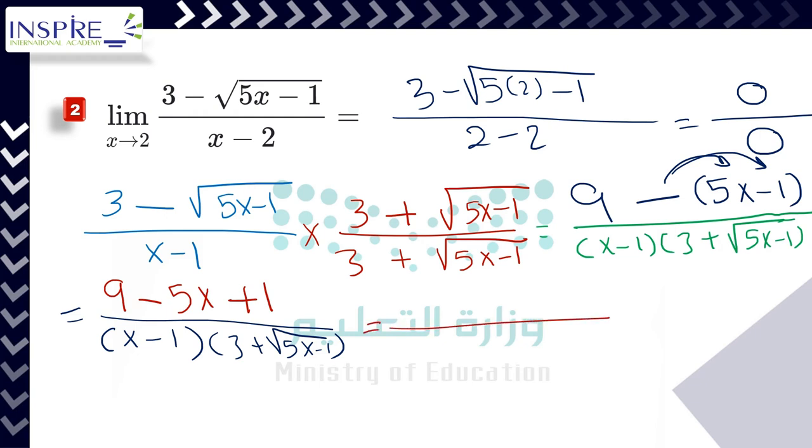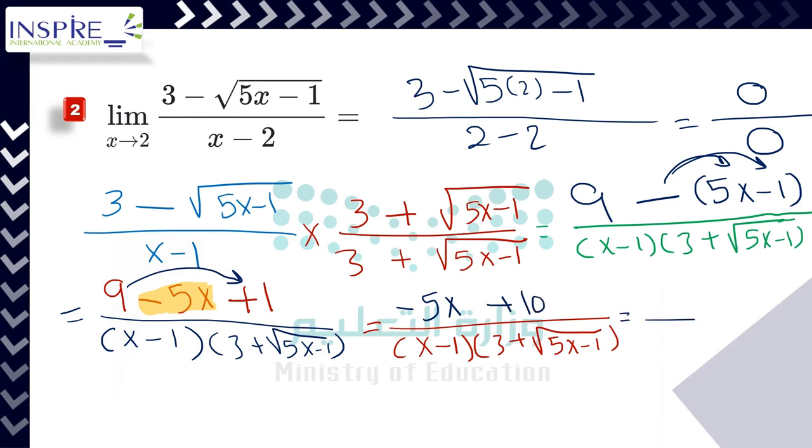In the next step, we will write x minus 1 times 3 plus root 5x minus 1. And in the top part, we will keep negative 5x as the leading term in this expression, so it will be like this, negative 5x, and you will add the two numbers, 9 plus 1, so it will be positive 10. Okay, in this step you have to compare between the expression of x minus 1 and the numerator.